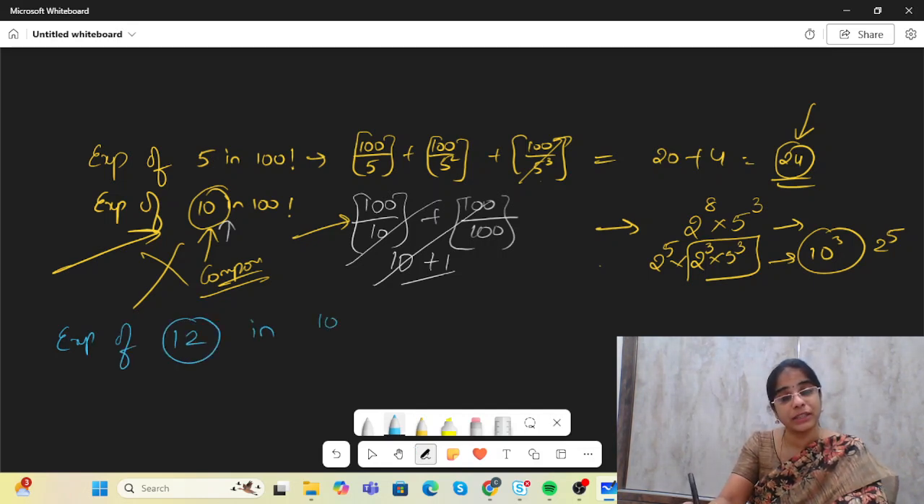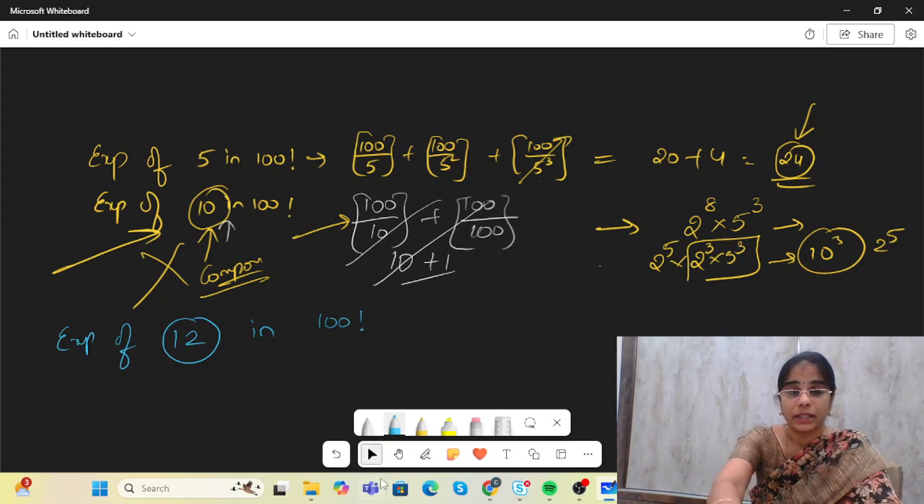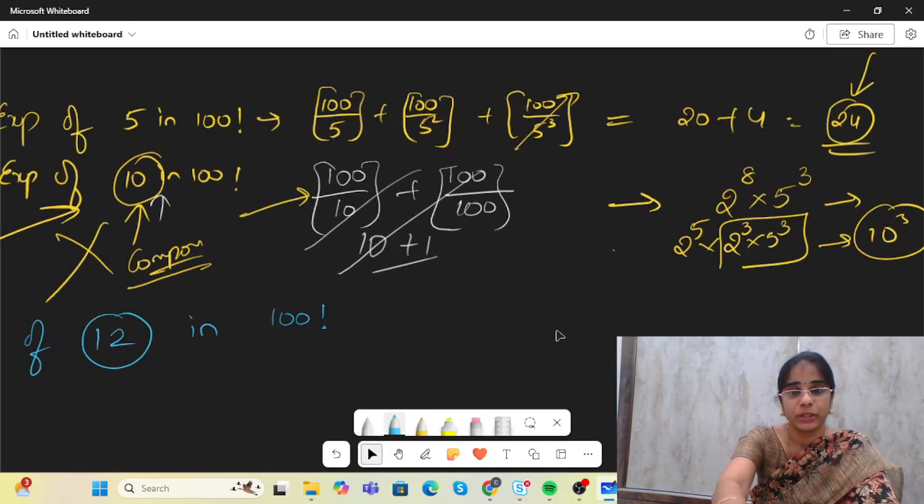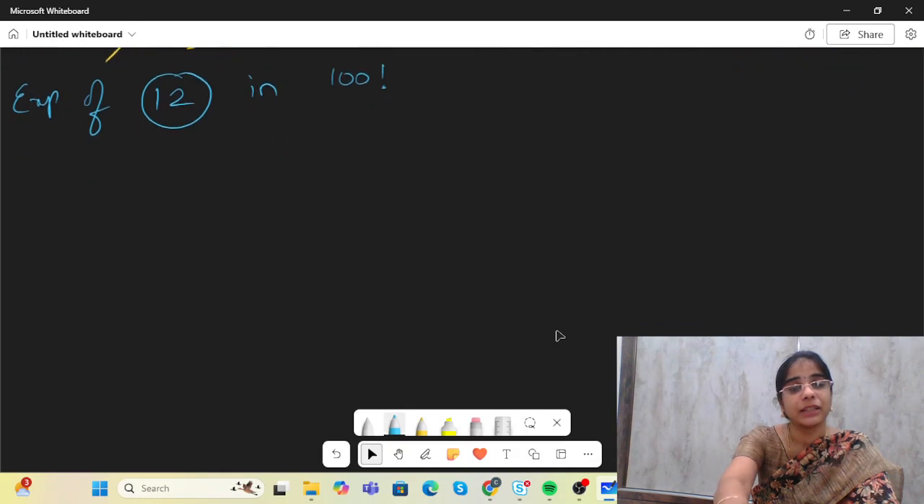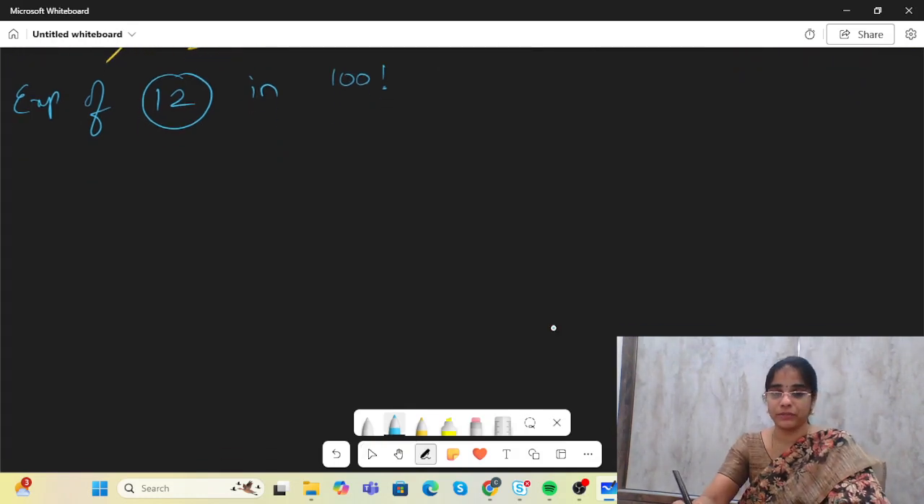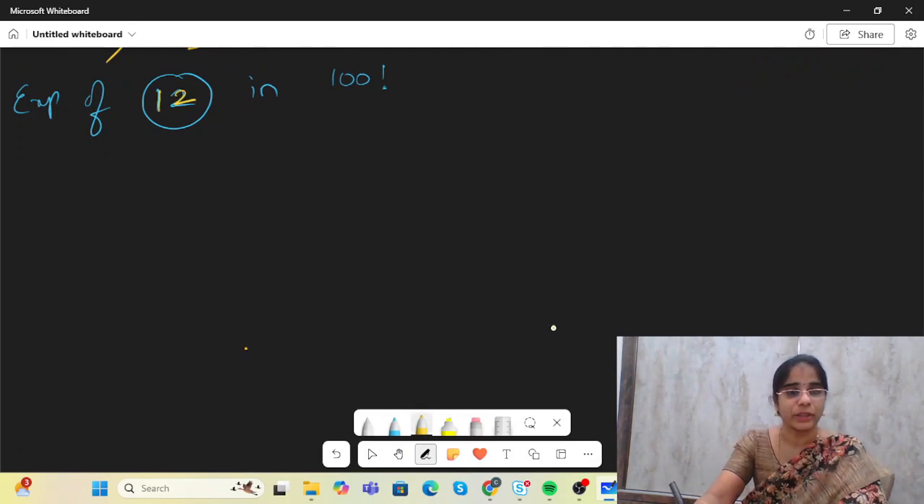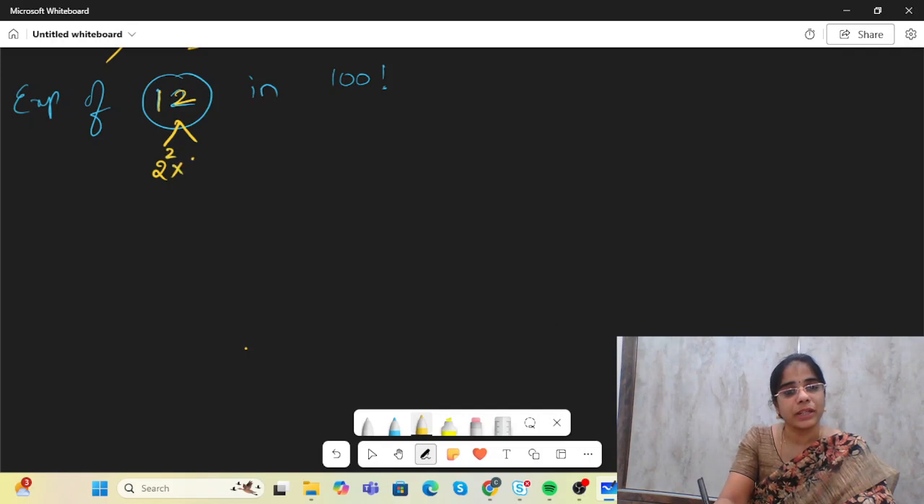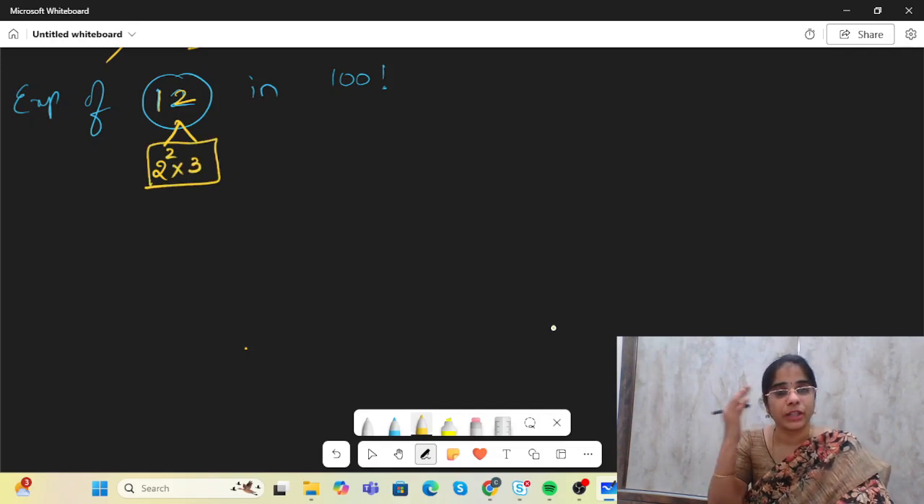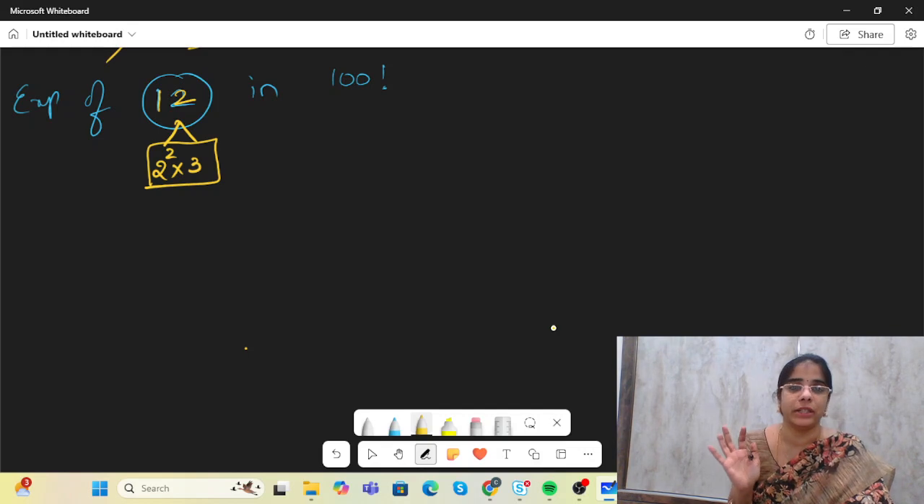in the same 100 factorial? Here again, 12 is another composite number that I have given you. So composite numbers will not work in our direct formula method, is what you need to understand. So 12 is a combination of 2 to the power 2 into 3, isn't it? So 2 square into 3. Now what I have to figure out is: what will be the power for 2 square? What will be the power for 3? And then I have to go ahead accordingly.